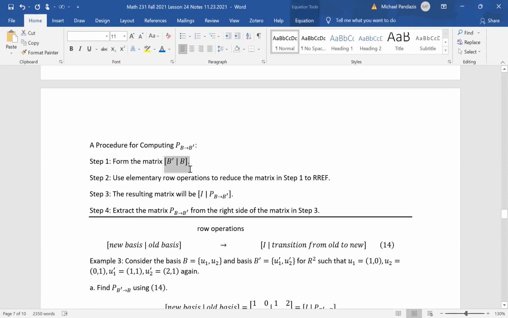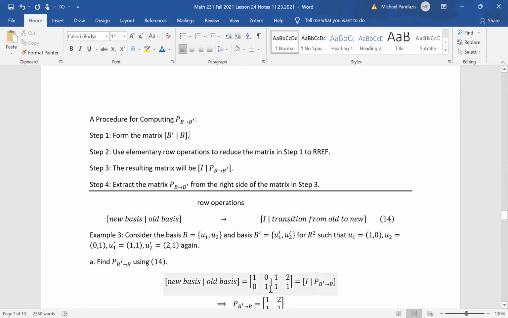So you start with this matrix. On the left side, you have a partitioned matrix with two parts. On the left is your B prime, and on the right is your B. Okay? So B prime and B are each bases with vectors. Okay? And so that means that the columns of this side are formed by the vectors in basis B prime.